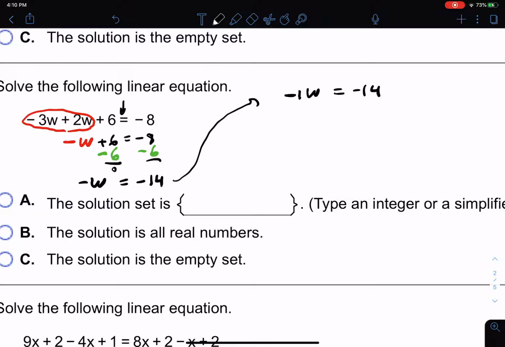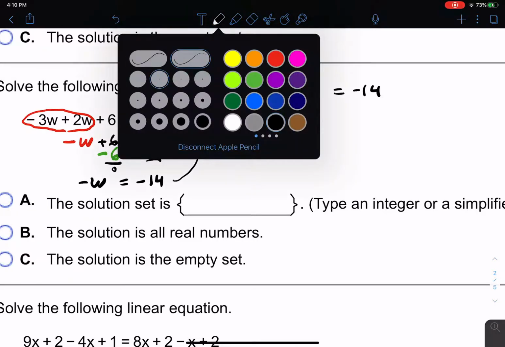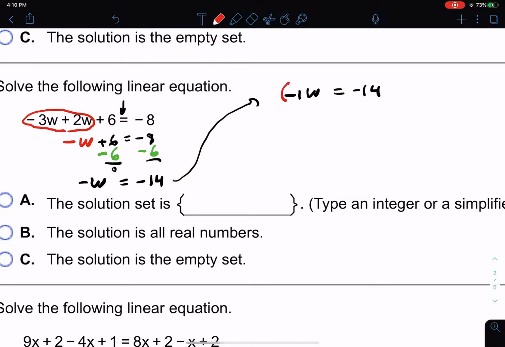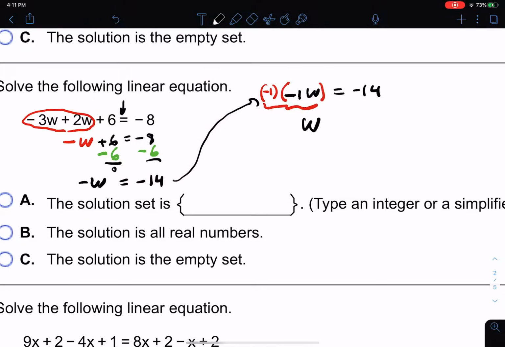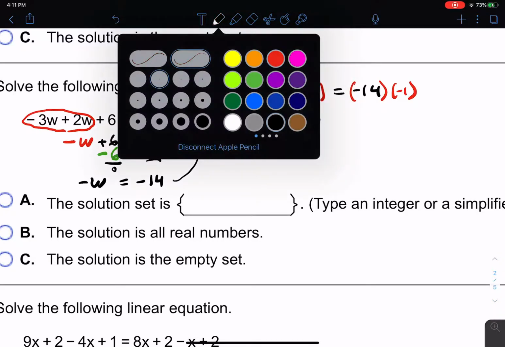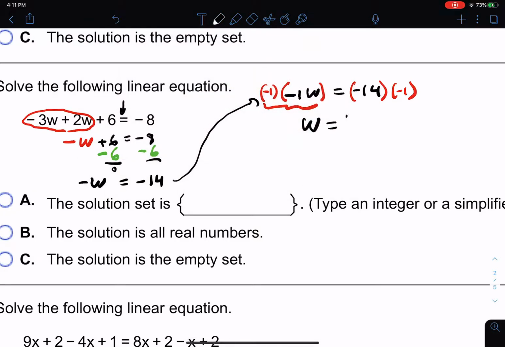So you want to turn that negative 1w into a positive 1w. So two ways you can do that. You can do that by dividing by negative 1, or probably something that more people would commonly do is just multiply by negative 1. Because a negative times a negative is going to make this ultimately a positive w. Now if I multiply the left by negative 1, I've got to multiply the right by negative 1. And when I do that, I end up getting w equals 14, positive 14.